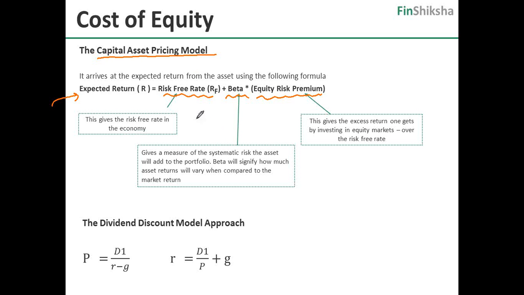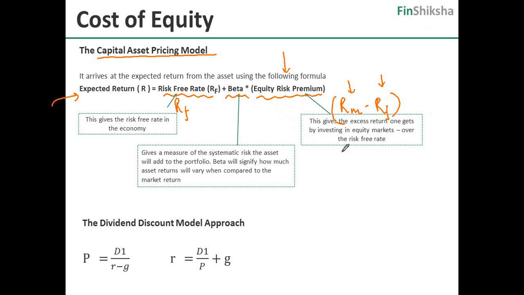Note what these 3 terms say. Risk-free rate gives you the risk-free rate in the economy. So if you invest in the government bonds of this country, you will make RF for sure. Equity risk premium gives you the excess returns one gets by investing in the stock market, which is effectively stock market returns minus risk-free rate, excess returns, right? Beta is the systematic risk of a particular asset within this stock market. So beta is the specific risk of a particular stock.